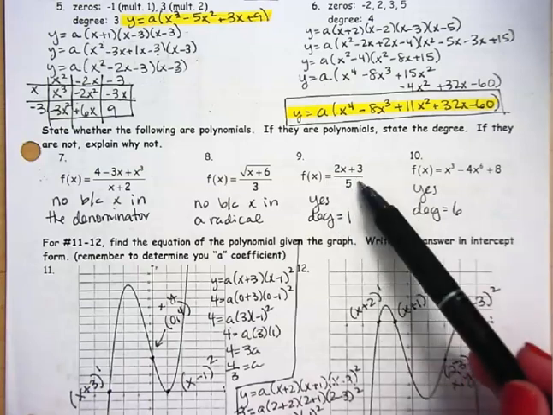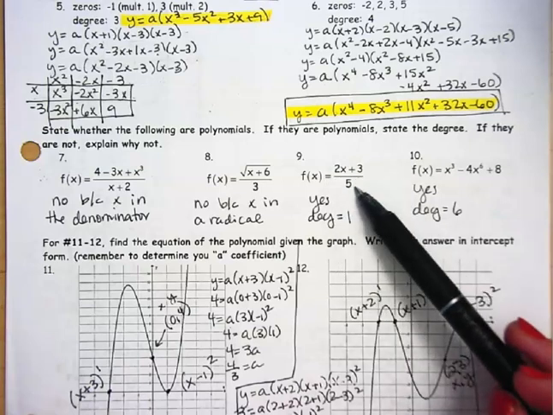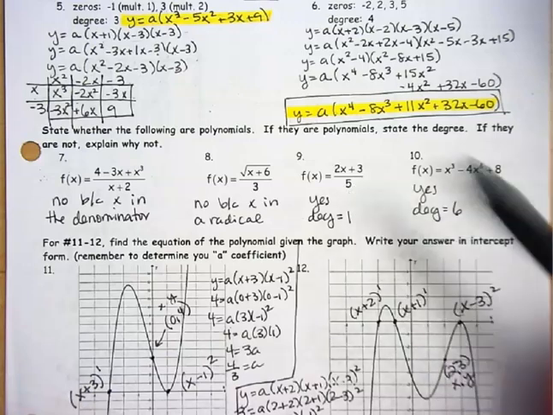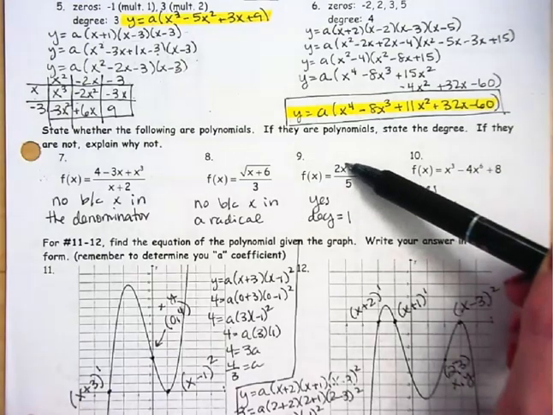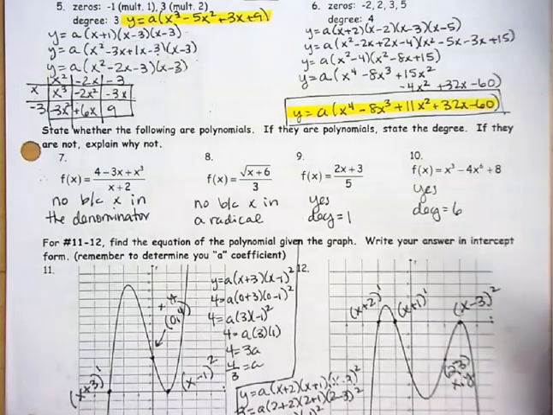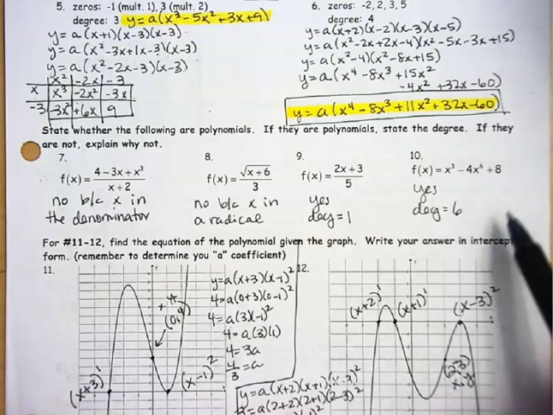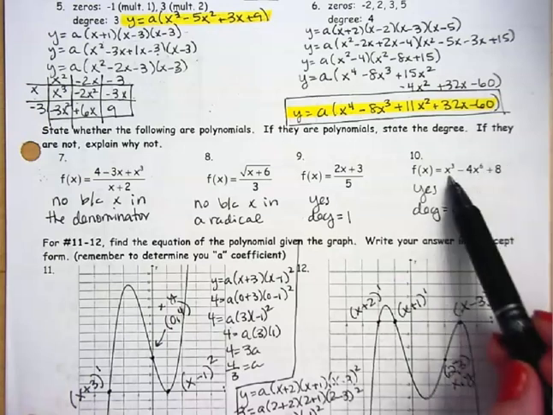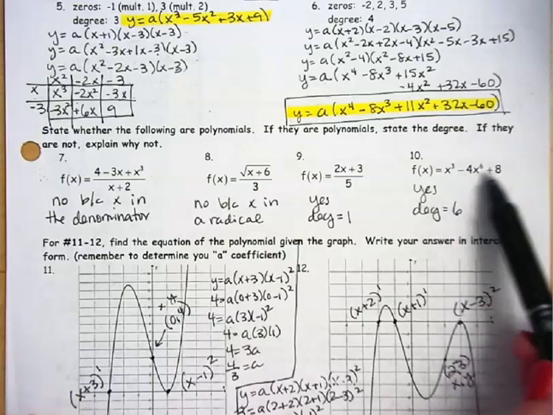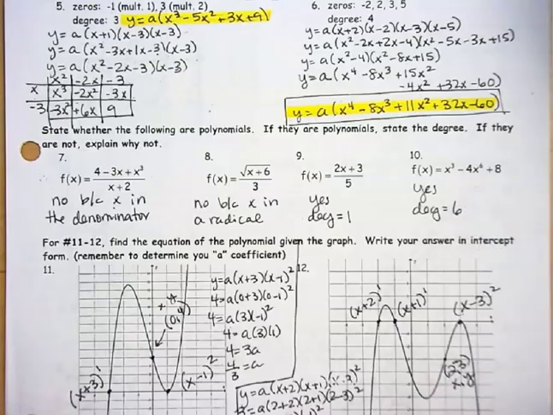This function, we would say, yes, it's a polynomial. You notice that it is a fraction, but there's no x's in the denominator. And the degree is 1 because the exponent here is a 1. And then this last one is a yes, it's a polynomial, and the degree is 6. Now this is not in standard form, so you have to be careful to check every exponent and find the biggest one, and that's the 6 right there.